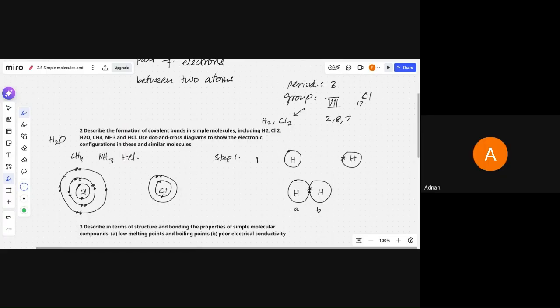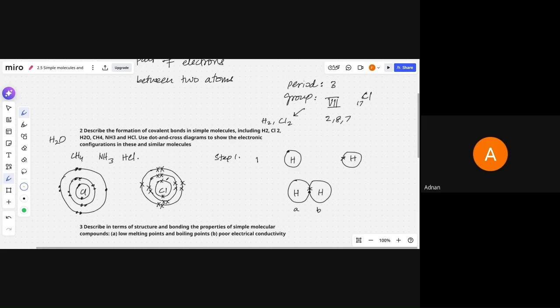This is the second shell with 8 electrons. I must draw these using a different symbol, like a cross. So 1, 2, and now I have to fill the second one with 8 electrons. So 1, 2, 3, 4, 5, 6, 7, and 8. Now the third shell, the outer shell, will have 7 electrons: 1, 2, 3, 4, 5, 6, and 7.